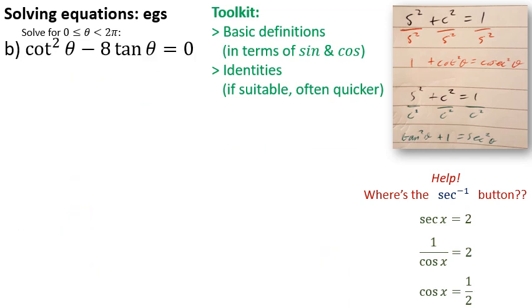This next question involves cot squared theta and a tan theta. So the first thing I thought of as soon as I saw this was that perhaps it's a disguised quadratic. With a bit of messing around, maybe we can make it so it's a quadratic in tan theta, for instance.